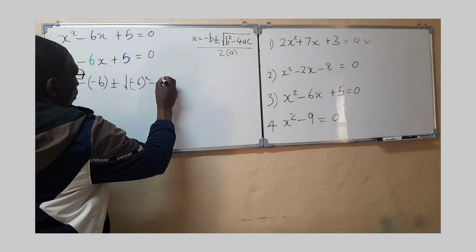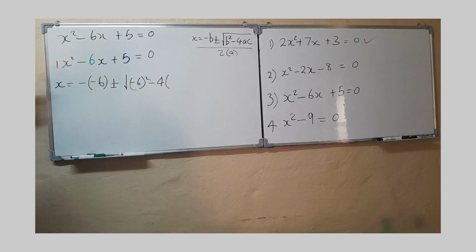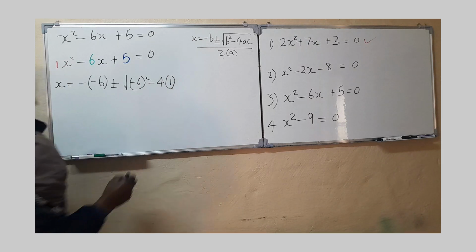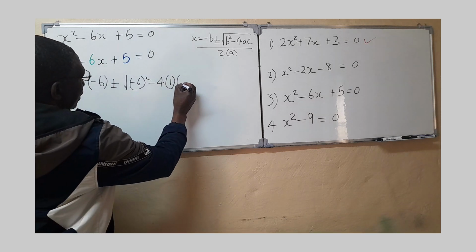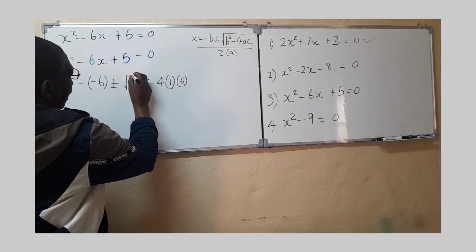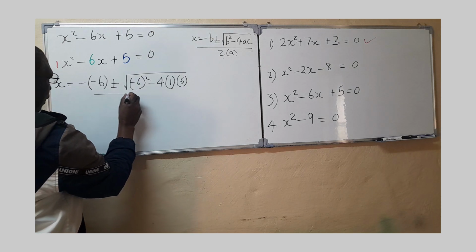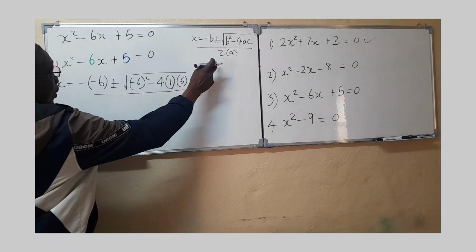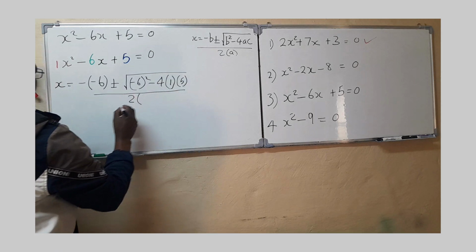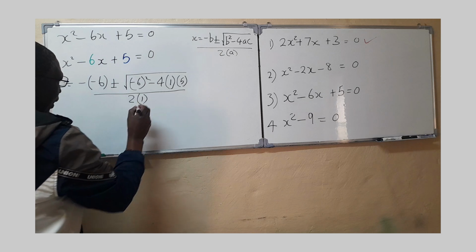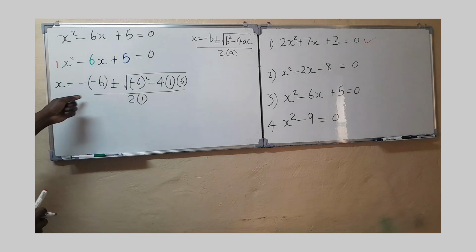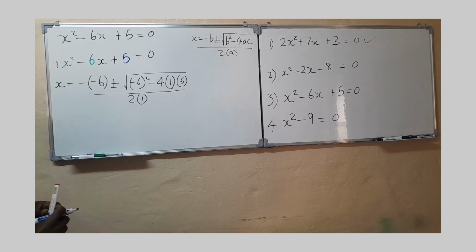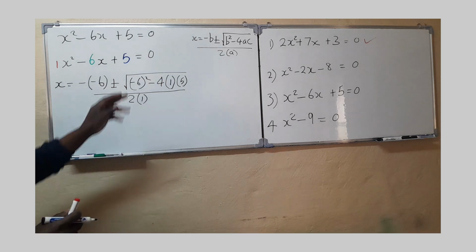minus 4 multiplied by, what is our a? Our a is 1. What is our c? Our c is 5. Okay, all this, of course, under the square root sign. And we can put this over 2a, which is 2 multiplied by our a, which again is 1. It might sound like, oh, why waste time putting a 1? It helps you not to mess up the formula, and remember to just follow every step of the way.